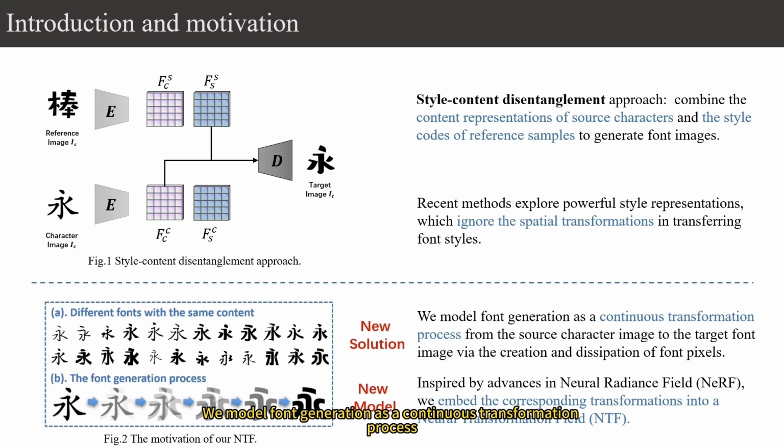We model font generation as a continuous transformation process, from the source character image to the target font image, by the creation and dissipation of font pixels. To model this transformation process, we construct a neural transformation field to embed the corresponding transformations quantities.